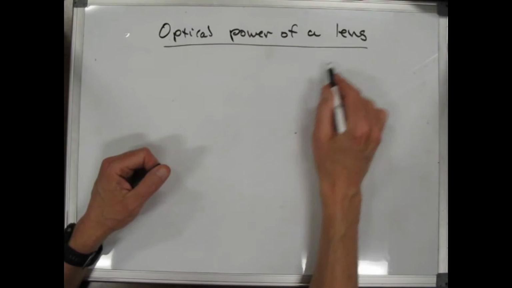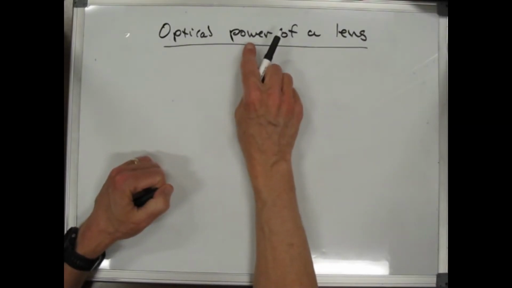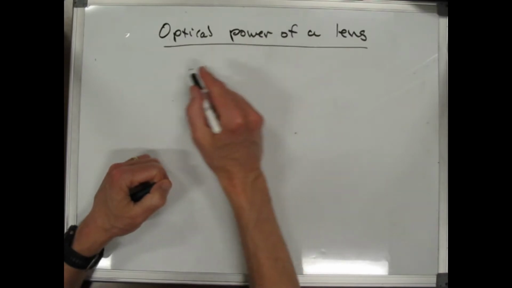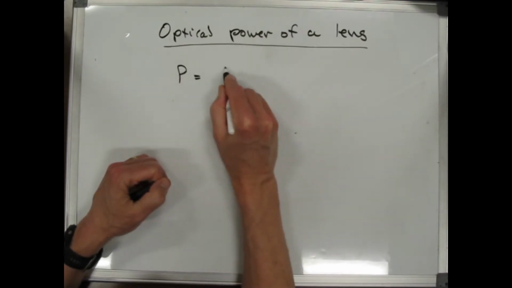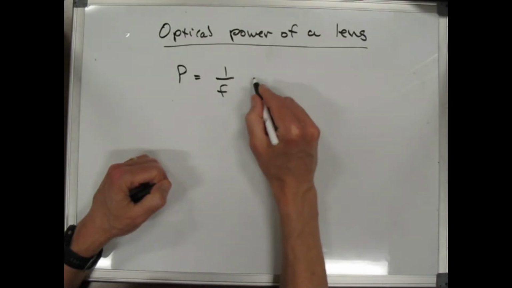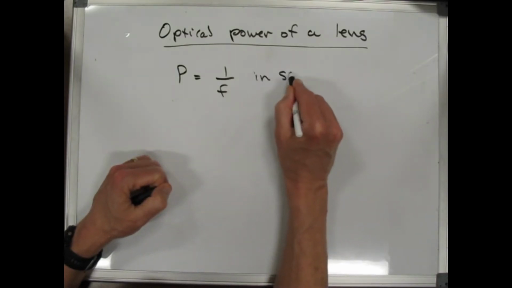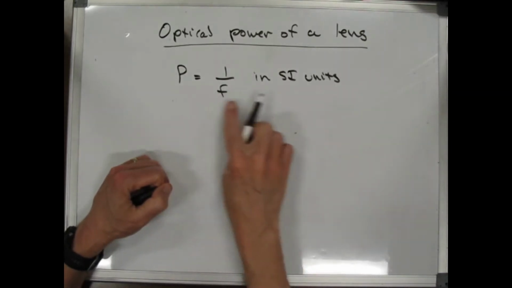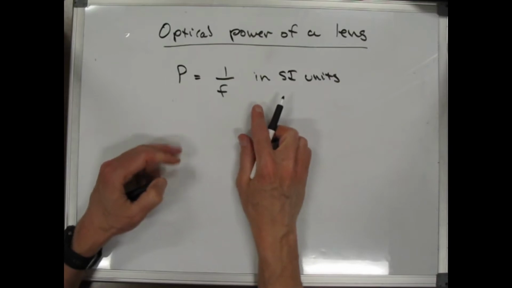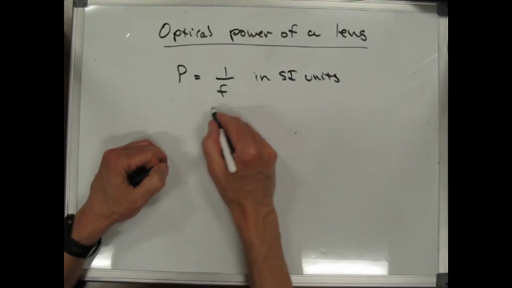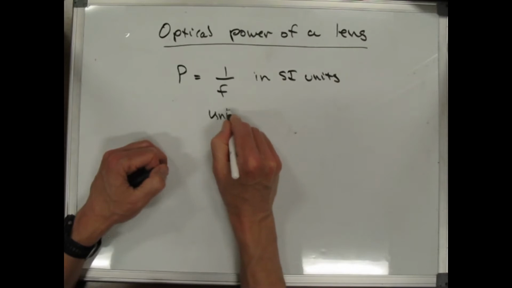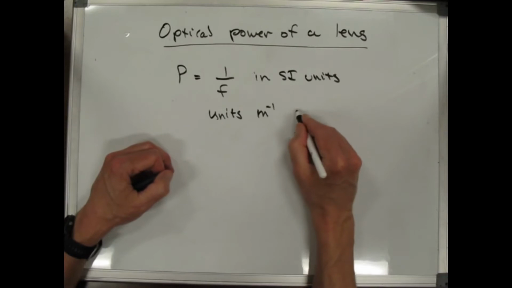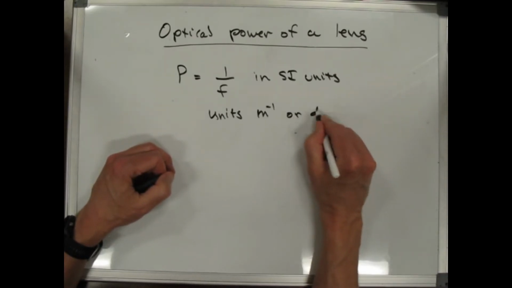So we can evaluate the optical power of a lens. This is not the same thing as the power as in work per time or energy per time. The power for a lens is just 1 over the focal length in SI units. So this is the standard power. And so you can say the units for optical power is meters inverse, and this is called diopters.